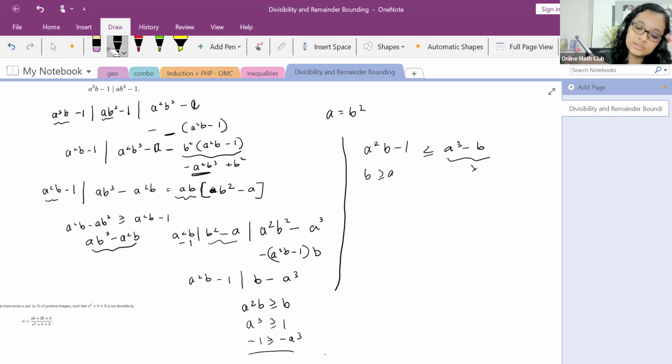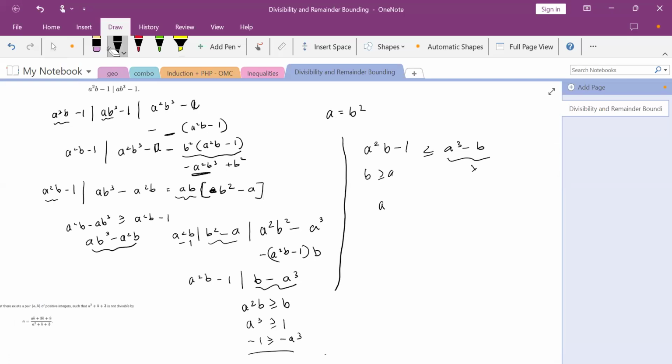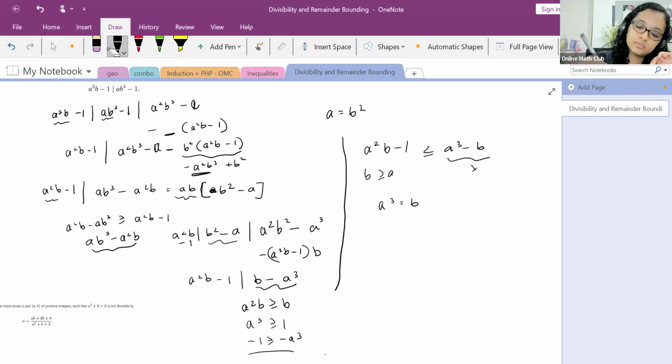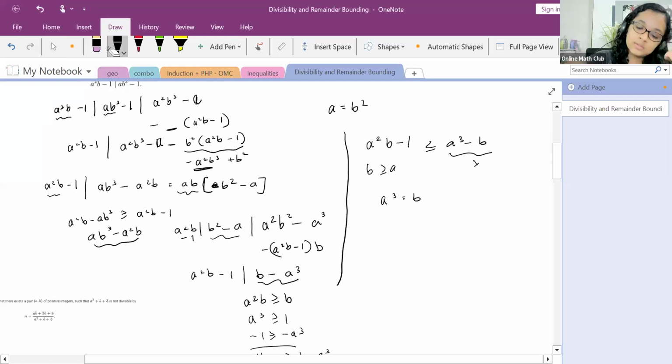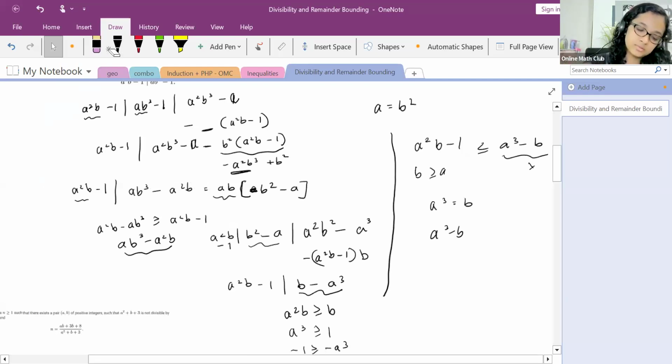So there's also the case when this is zero. In that case, b equals a cube, a cube equals b. So we have a equals b cube and a cube equals b, but I think there's one more solution when you have 1 comma b. Okay, so suppose a cube minus b is positive.